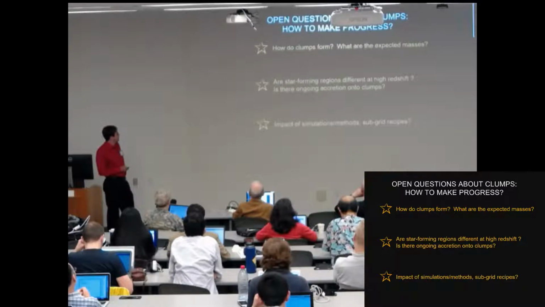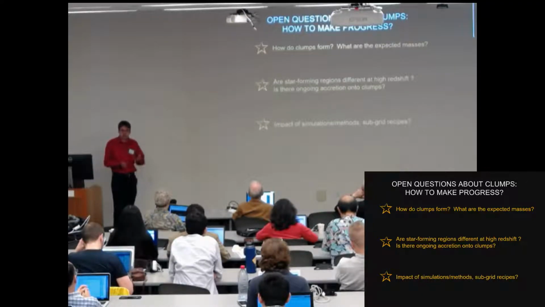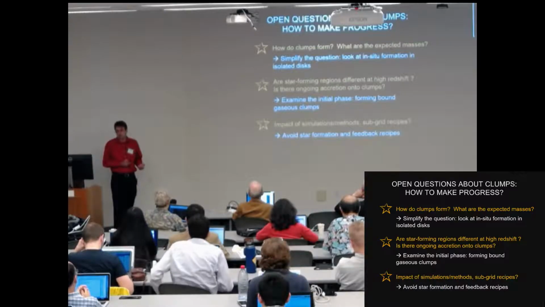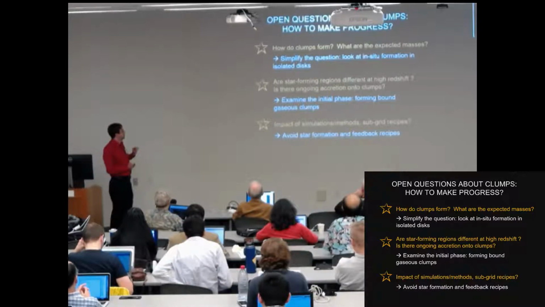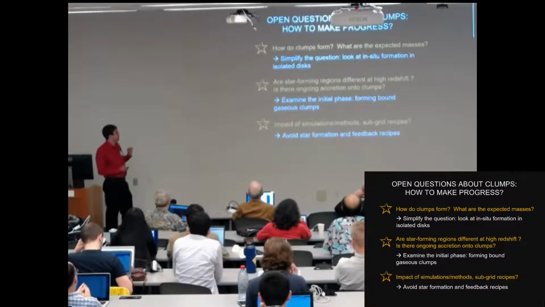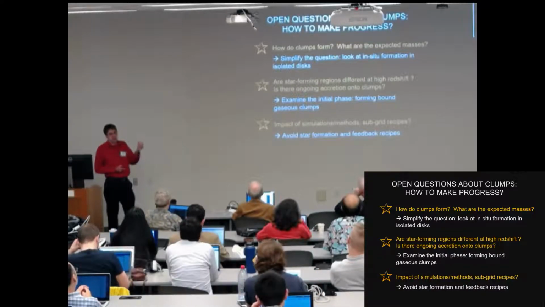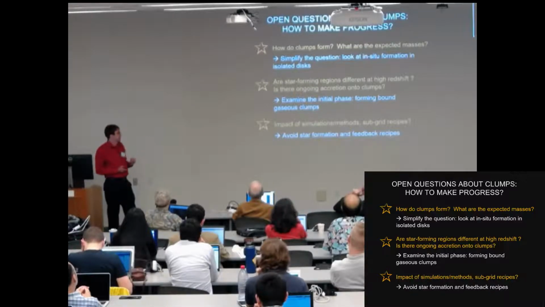So we've got a lot of questions to look at, like how are the clumps forming, what are the expected masses, but also is there different physics at high redshift in terms of how star formation is driven, and also this impact of these recipes, how do you disentangle that? And so to try and address this, we tried to look at a simpler question. We're only going to look at in situ clump formation in isolated disks. We wanted to essentially skip the issue of whether the star formation is different by focusing just on the initial bound clump, and then you can go from there and apply whatever star formation assumptions you want, but we just want to start there.